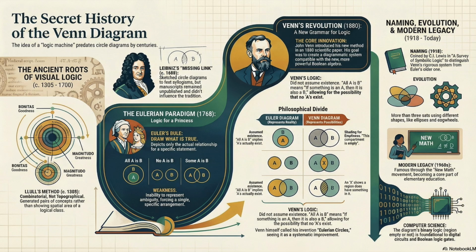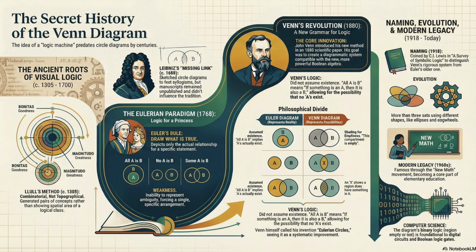So if the inventor himself insisted on calling them Eulerian circles, who then is the specific academic figure who actually coined and popularized the term Venn diagram? That credit belongs to an American philosopher, Clarence Irving Lewis. He lived from 1883 to 1964, and the term made its debut in his landmark 1918 book, A Survey of Symbolic Logic. 100 years after Euler and almost 4 decades after Venn's paper.